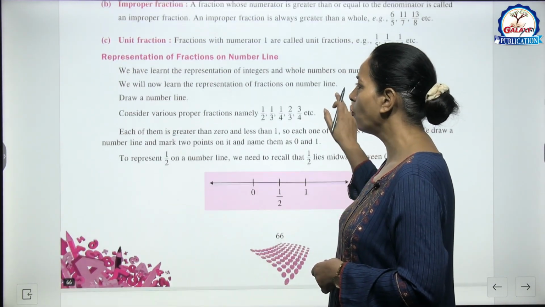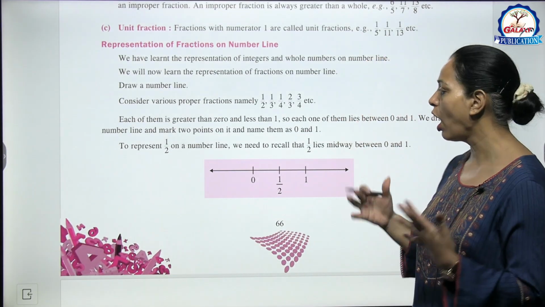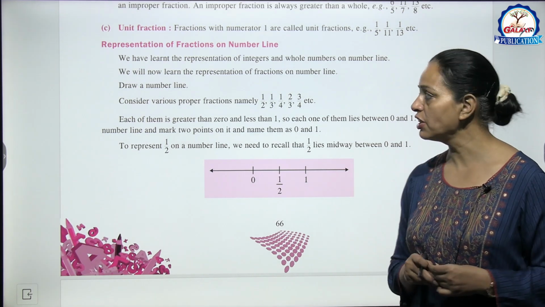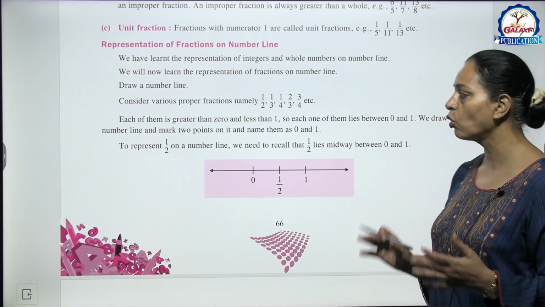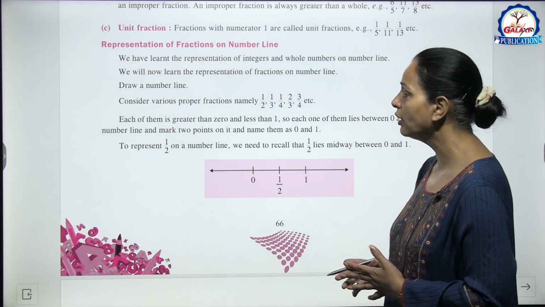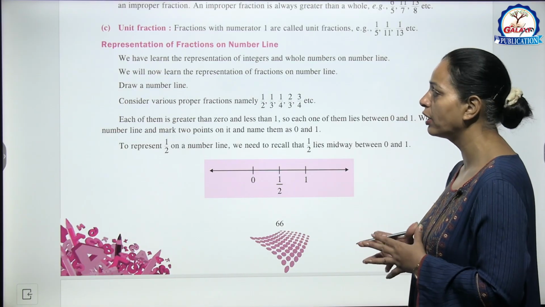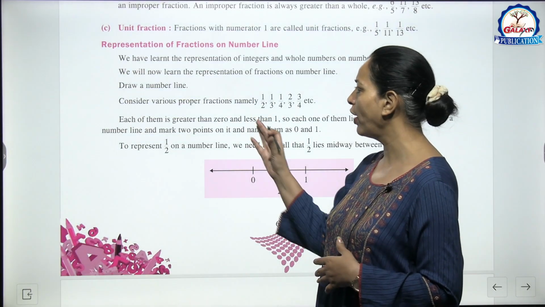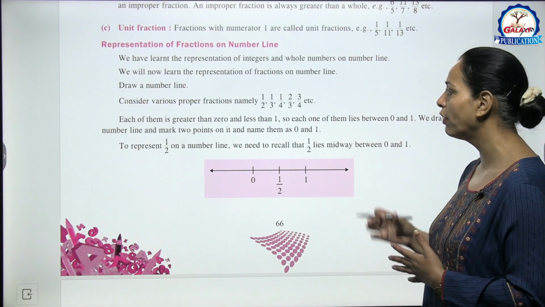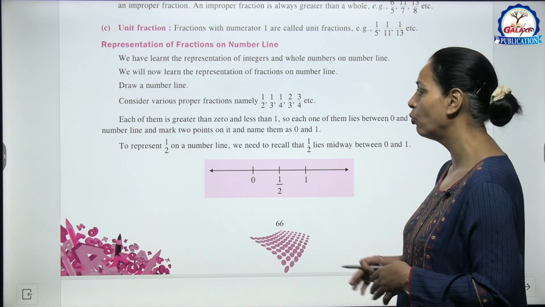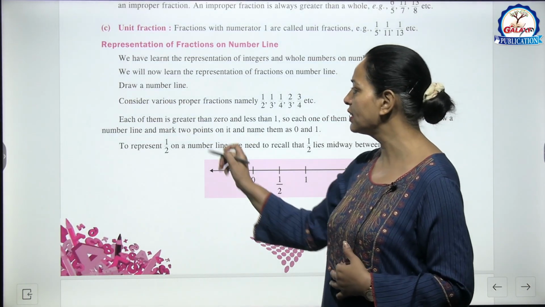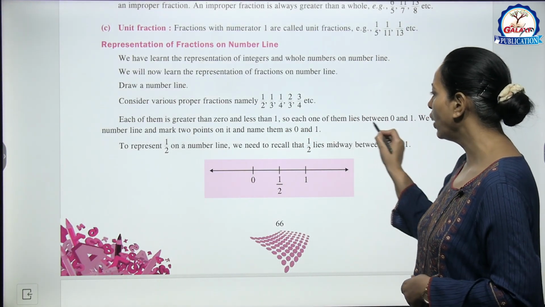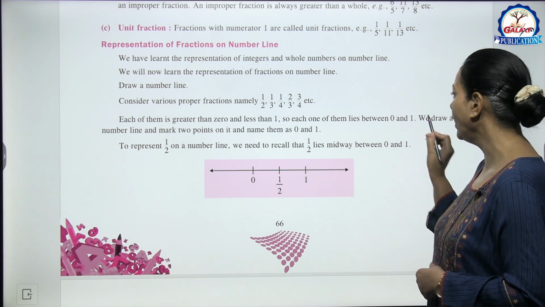Now representation of fractions on number line. How we can show fractions on the number line? We have learnt the representation of integers and whole numbers on number line. Now we will learn the representation of fractions on the number line. So draw a number line. Consider various proper fractions like 1 by 2, 1 by 3, 1 by 4, 2 by 3, 3 by 4, etc. Each of them is greater than 0 and less than 1. So each one of them lies between 0 and 1.